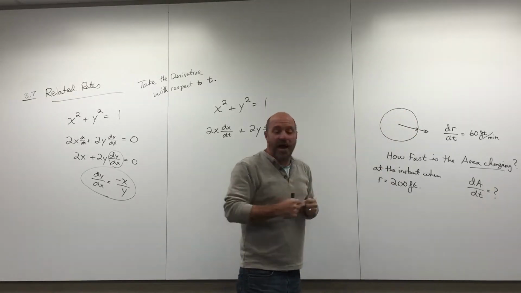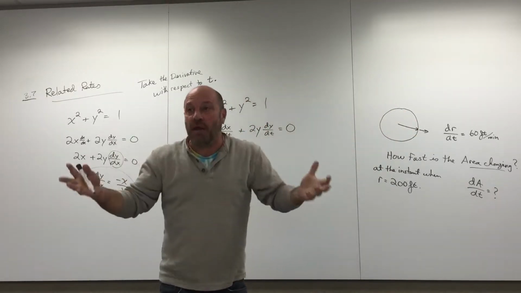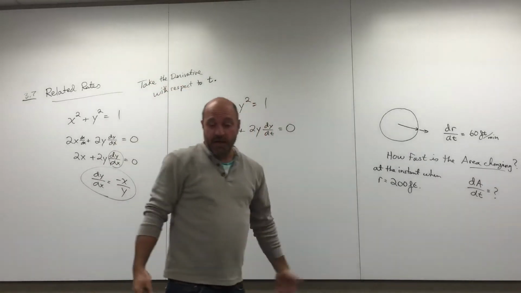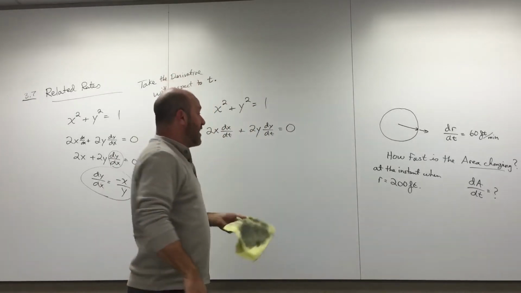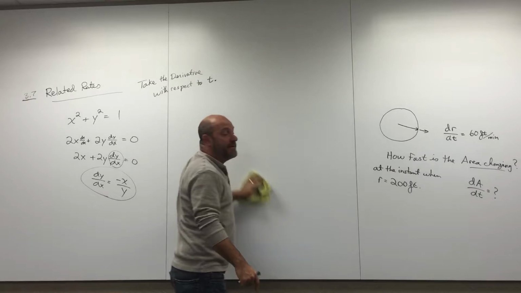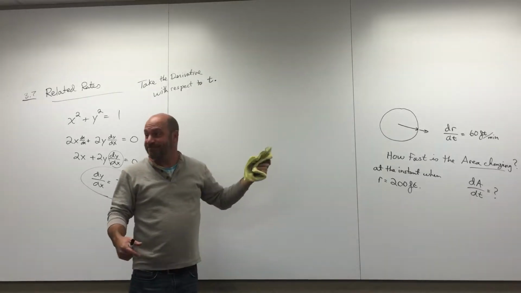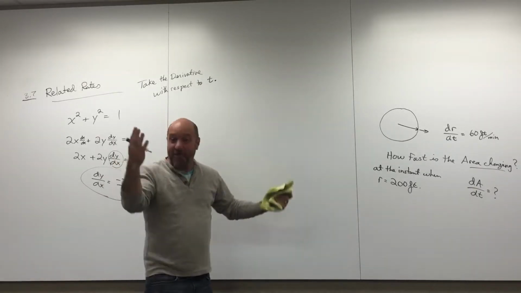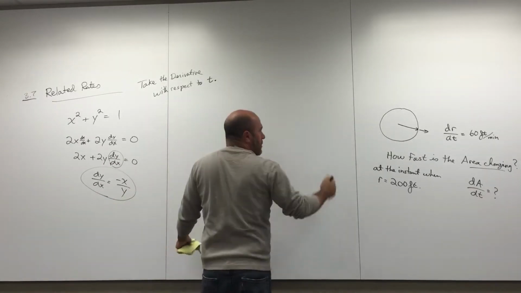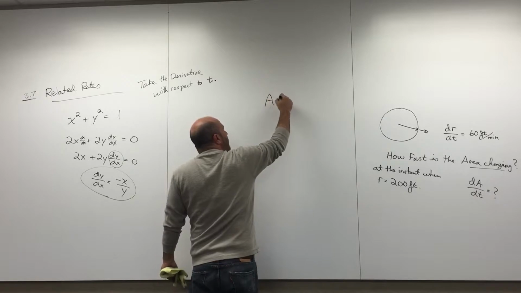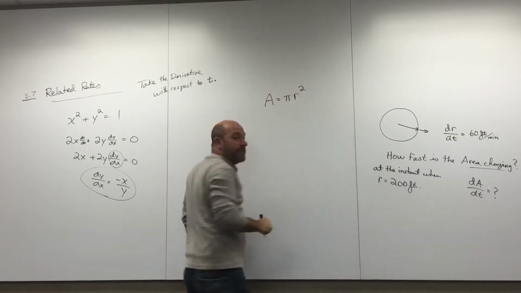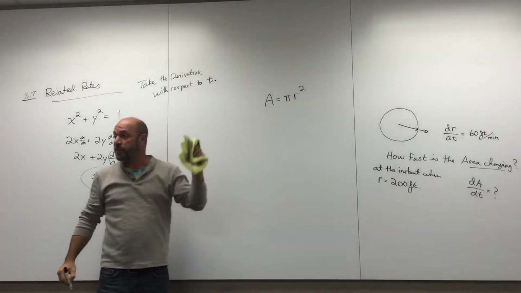So this is a great problem. What formula? We need a formula that relates these variables. I think this one's very obvious. I want the area of a circle. Let's write down that formula: the area equals pi r squared. That's the area of a circle.